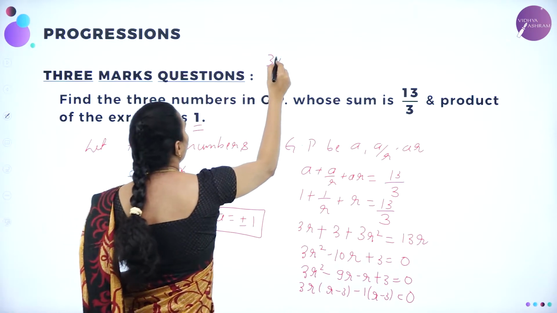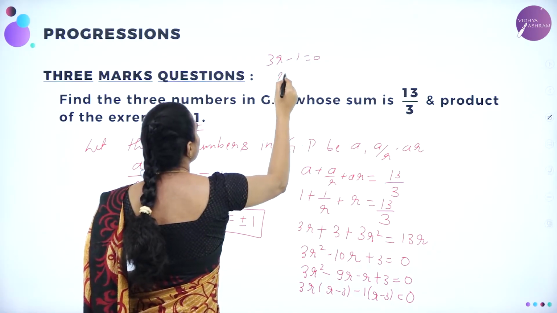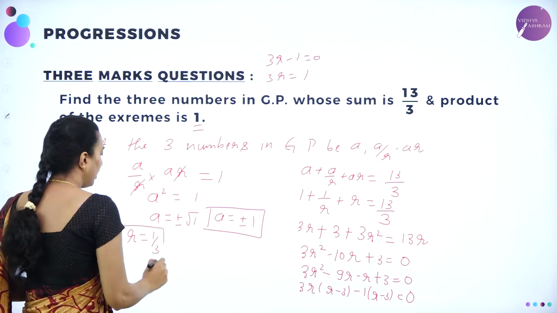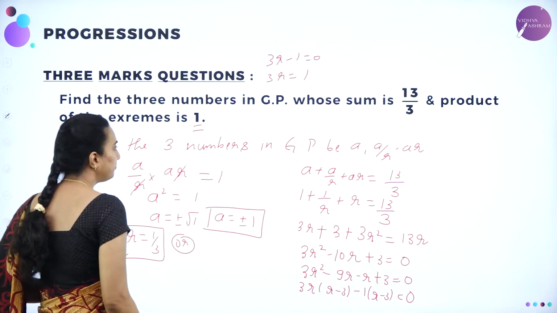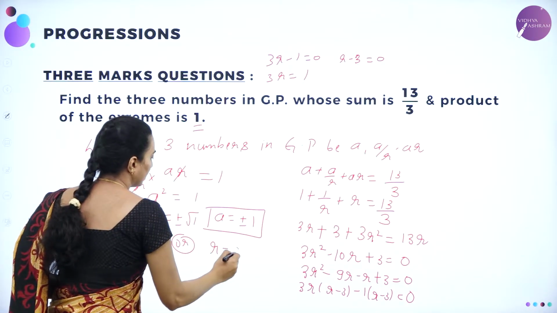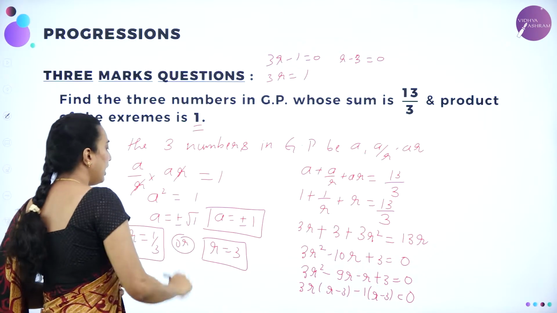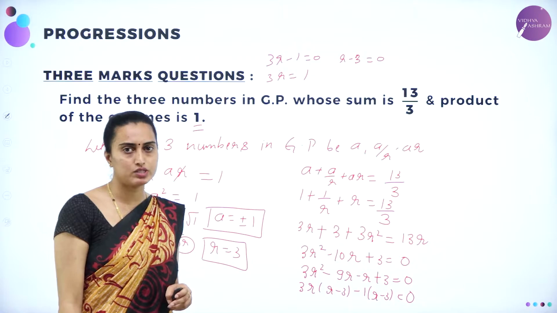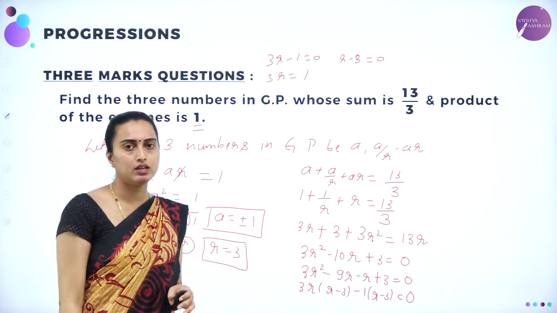See, 3r minus 1 equal to 0 means 3r is equal to 1, or r is equal to 1 by 3. Or you can have r minus 3 is equal to 0, so r will be equal to 3. Now you can take either r is equal to 1 by 3 or r is equal to 3. Here I am taking a is equal to 1.